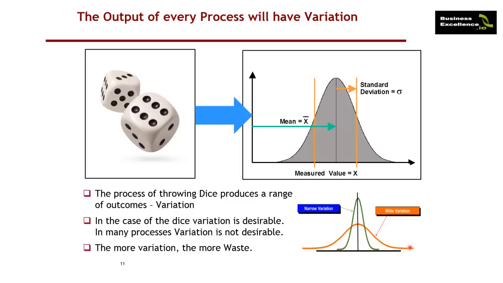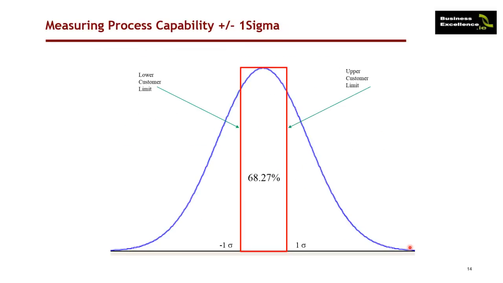So let's, for example, introduce a process, and let's introduce a defined customer requirement by which the customer wants all of the product to sit within that rectangle. In this diagram, what we're showing is a customer requirement which is defined by a red box. Anything within that red box, the customer will accept. Anything outside that red box, the customer will reject as waste.